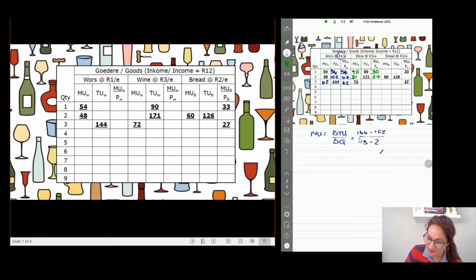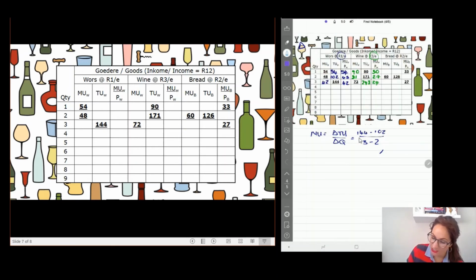Total utility, 171 plus 72 gives you 243. Marginal utility divided by price, your weighted marginal utility: you say 72 divided by the price of the product, 3, and that gives you 24.